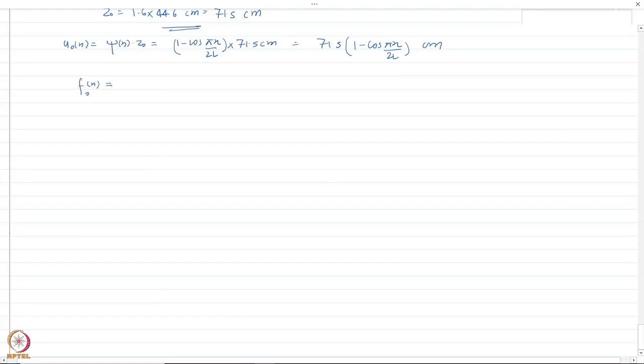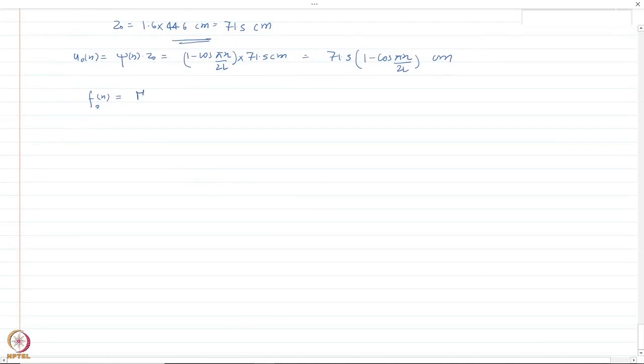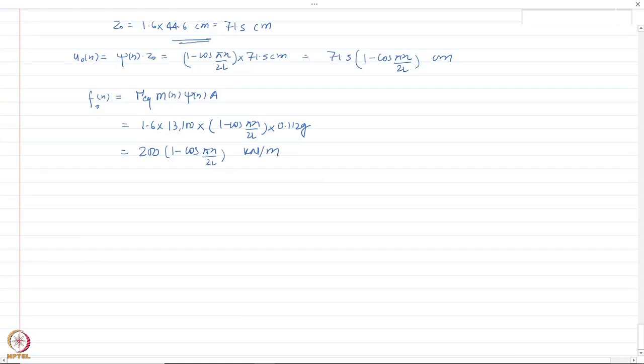x equal to, in this case, I can directly write this as gamma equivalent times mx times phi x times a. And I can substitute, remember, mx is nothing but a constant value of mass per unit length, phi x is 1 minus cos pi x by 2L, a is 0.112 times g, and gamma equivalent is basically 1.6. So let me write 1.6 times 1300 times 1 minus cos pi x by 12 times 0.112 times g. And if I write it in terms of kilonewton per meter, this would be 200 times 1 minus cos pi x by 12, in kilonewton per meter.